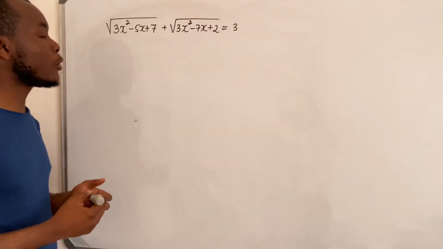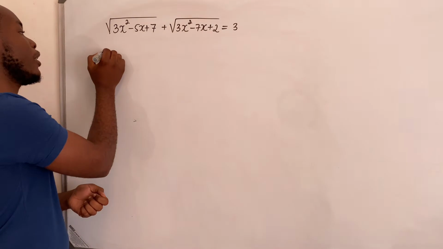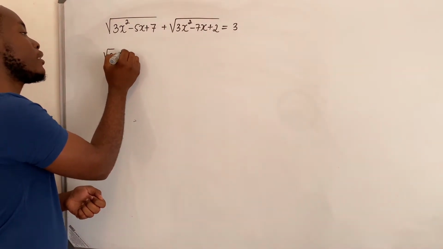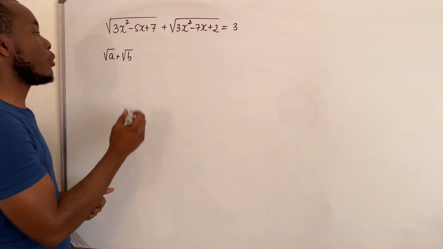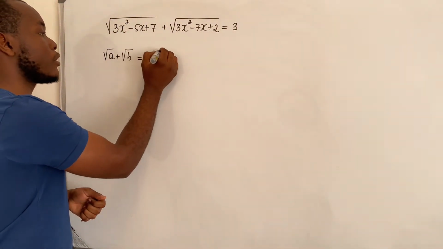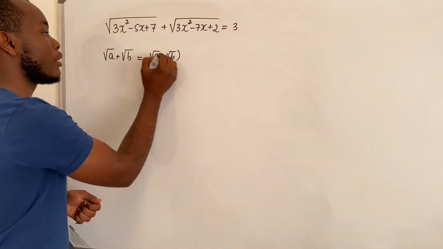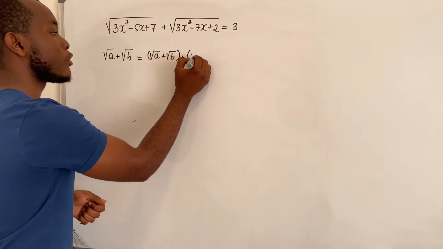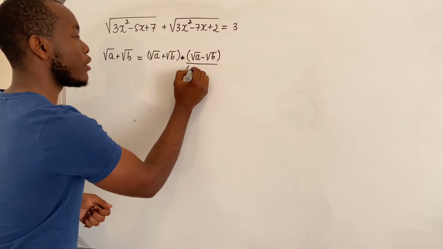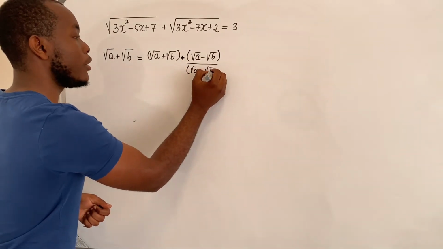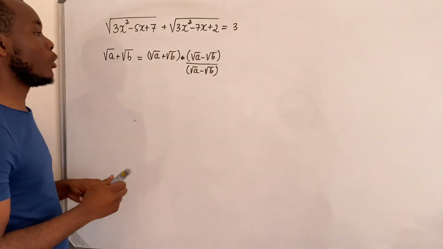Okay, the approach that we're going to apply here is first considering that, let's say we have square root of a plus square root of b, as we have here. We can rationalize this expression. If we rationalize this expression, we're going to have to multiply by square root of a minus square root of b over square root of a minus square root of b, considering that square root of a is not the same as square root of b, otherwise it will be complicated.